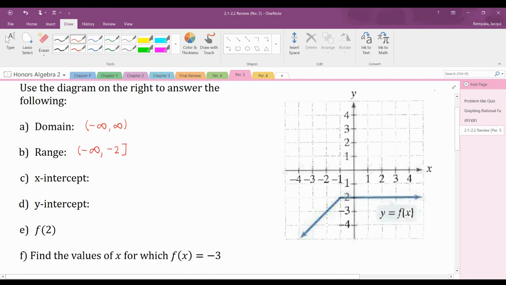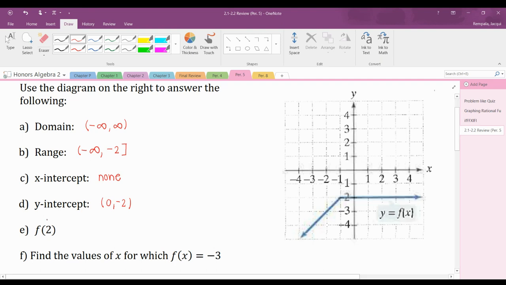As far as an x-intercept, we're looking to see where the graph is touching the x-axis. In this case, it doesn't look like it is, so we would say none. My y-intercepts are going to be on the graph where it's touching the y-axis. It looks like there is one spot where it's touching, and so that looks like the ordered pair then of 0, -2.